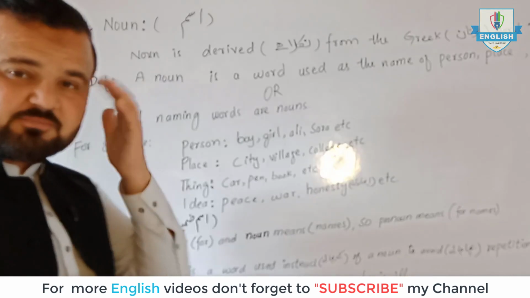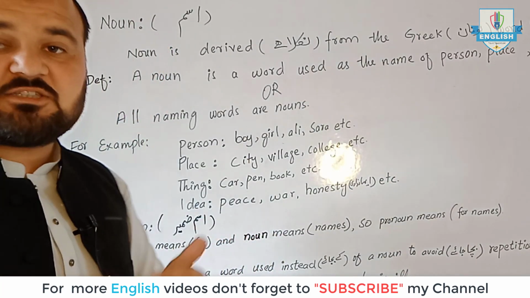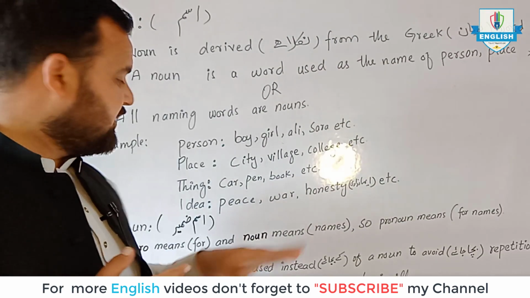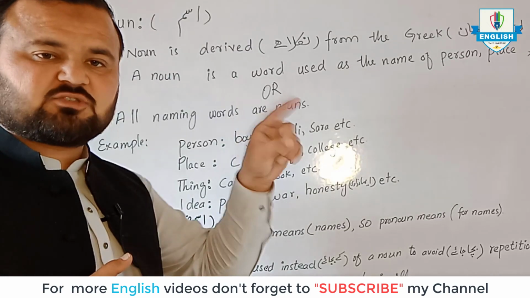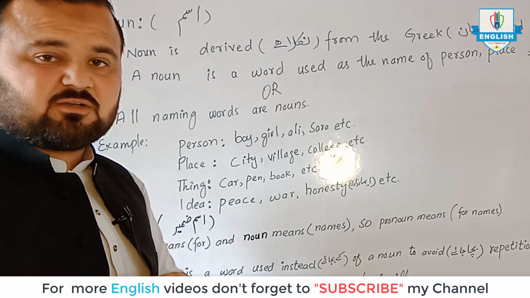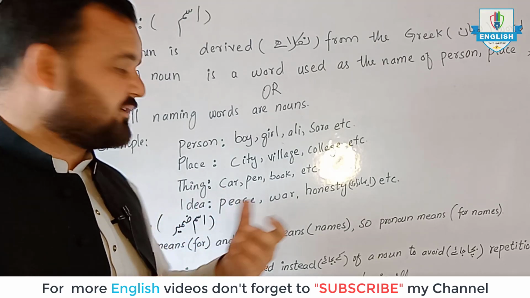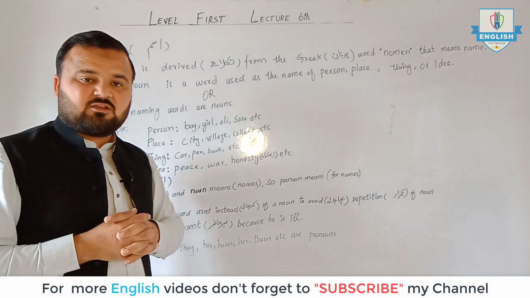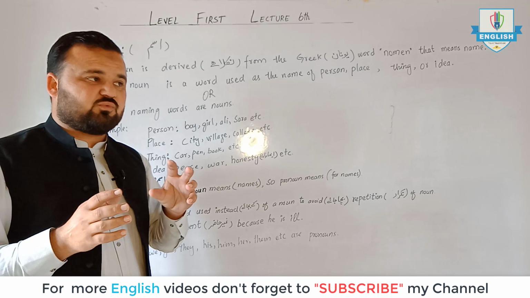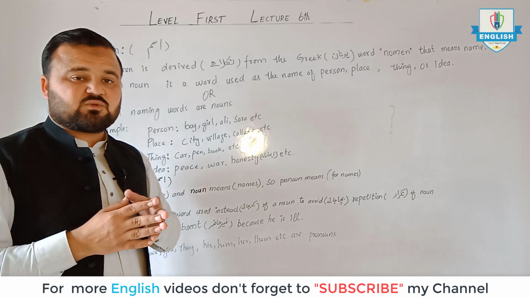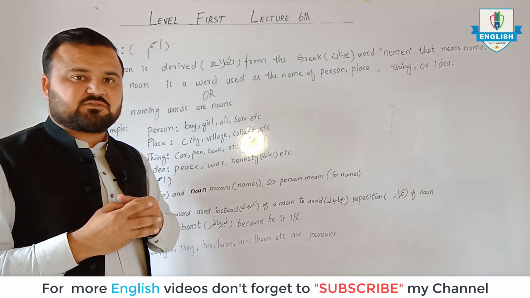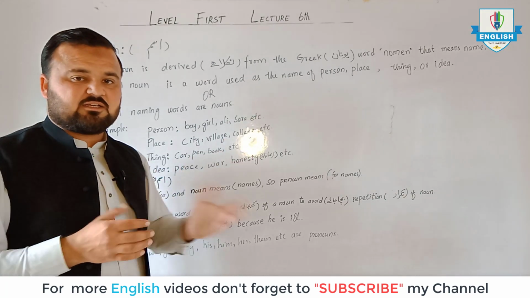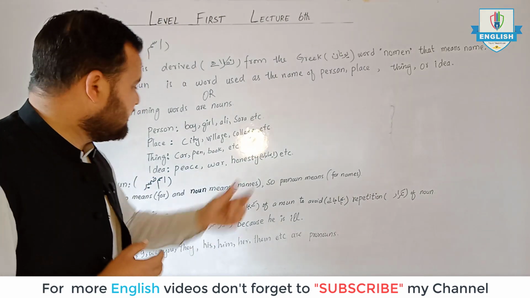Idea. It is something which we cannot touch, but we can feel it. Peace. War. We cannot touch war. So it is something which is abstract. And honesty. We cannot see the honesty of a person, but we can feel it. When we deal with someone, we feel that the man is honest. But honesty is not a thing which you can see around you, like a chair. It is something like imandari.